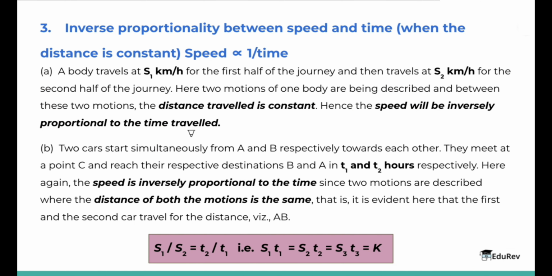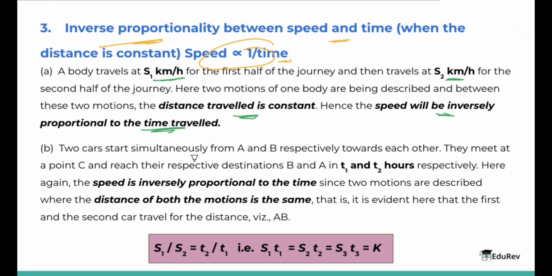So let's move forward. The next concept is based on the inverse proportionalities between speed and time. When distance is constant, speed is inversely related to time. Here we have again 2 points. So let's understand them. A body travels at s1 kilometers per hour for the first half of the journey and s2 kilometers per hour for the second half of the journey. Here two motions of one body are being described and between these two motions, the distance travelled is constant. Hence the speed will be inversely proportional to the time travelled.